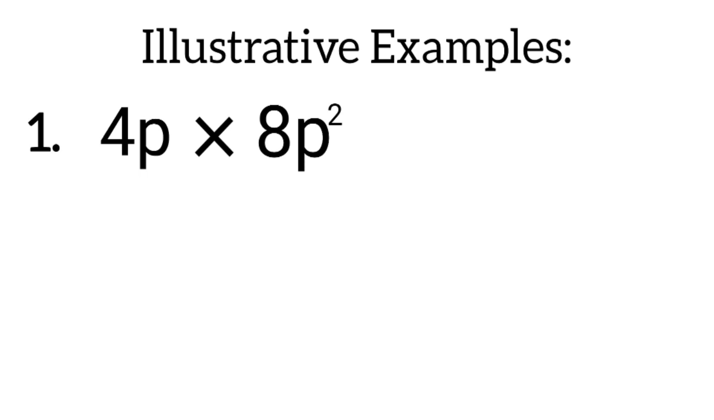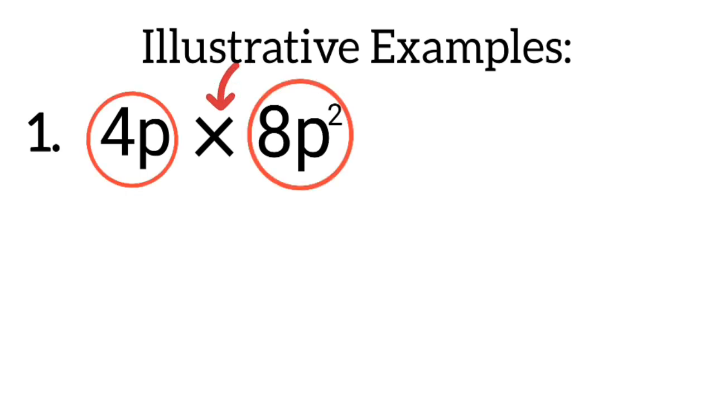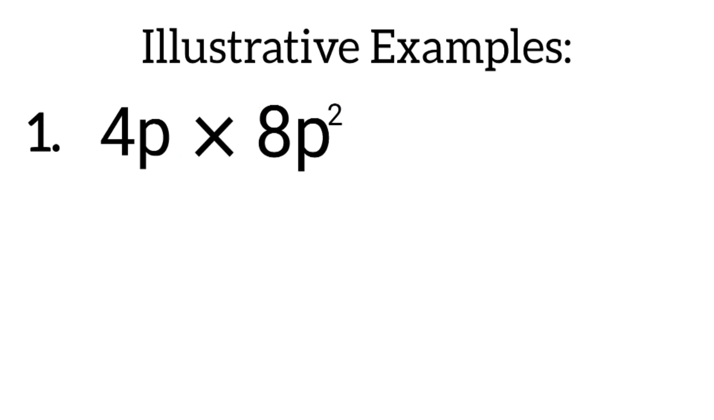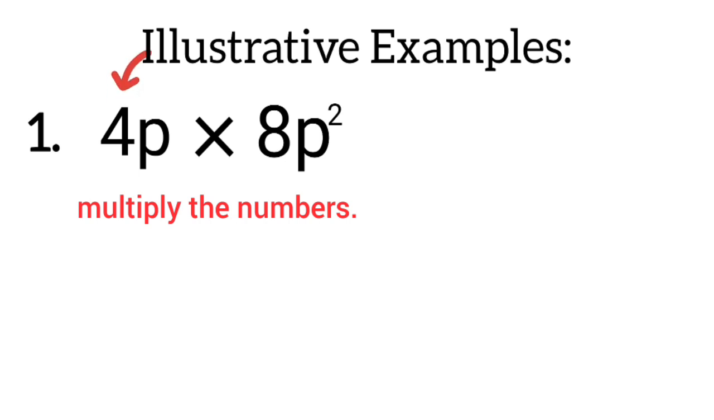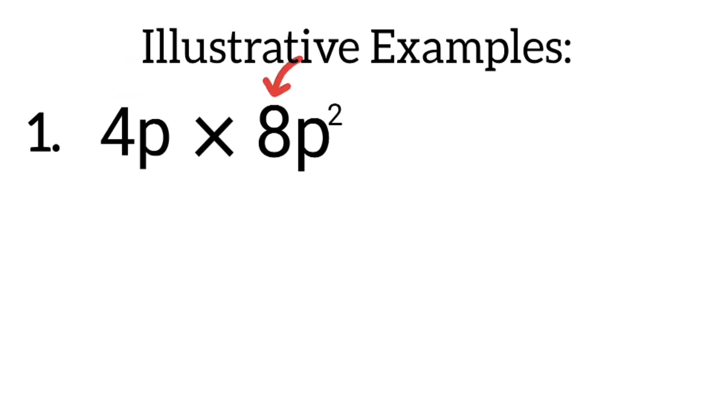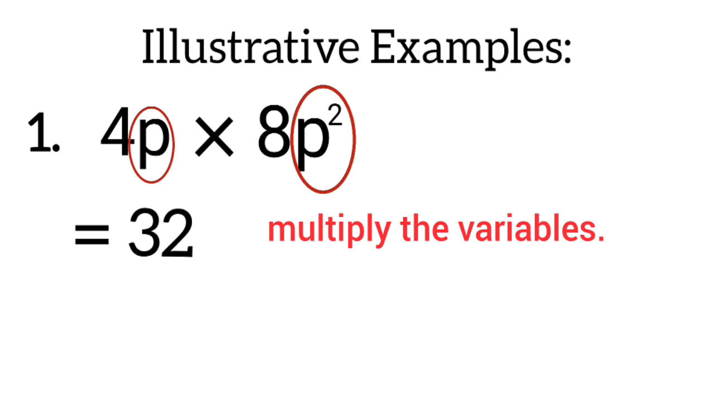In this question, 4p and 8p squared are multiplying. The first thing to do is to multiply the numbers. So the number 4 will multiply the number 8, which will give 32. The next thing is to multiply the variables. So variable p times variable p squared.